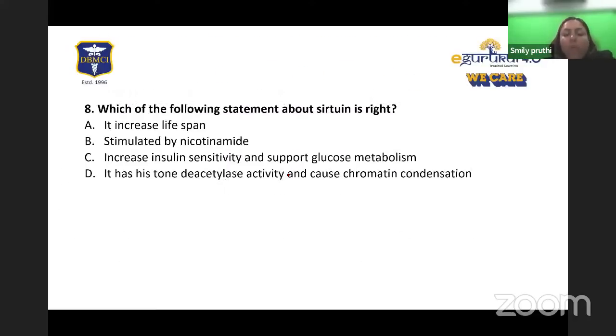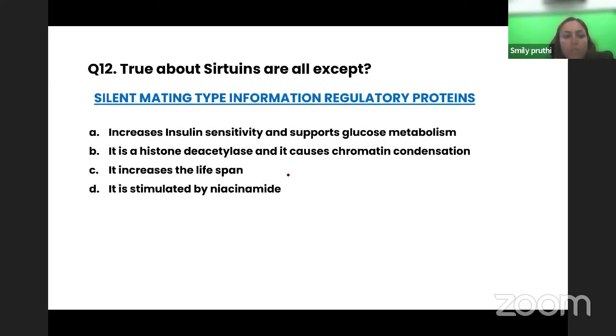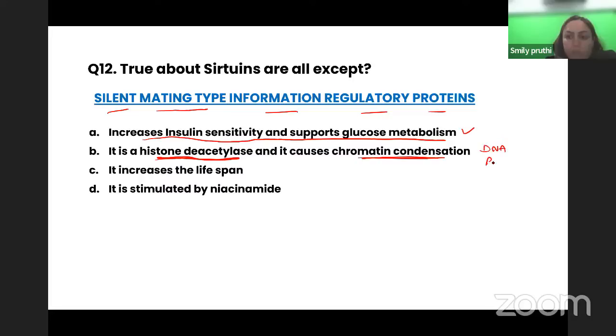Now, next, which of the following statements about Sirtuins is right? What are Sirtuins? Sirtuins are silent mating type information regulation proteins. So these proteins increase insulin sensitivity and support glucose metabolism. They have enzymatic activity of histone deacetylase, which causes chromatin condensation and also helps in DNA repair. Base excision repair method is used.